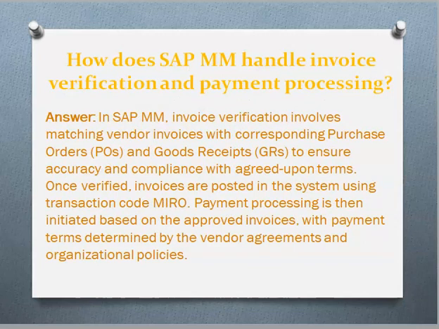How does SAP MM handle invoice verification and payment processing? Answer: In SAP MM, invoice verification involves matching vendor invoices with corresponding purchase orders and goods receipts to ensure accuracy and compliance with agreed-upon terms. When verified, invoices are posted in the system using transaction code MIRO, and payment processing is then initiated based on the approved invoices, with payment terms determined by the vendors' agreements and organizational policies.